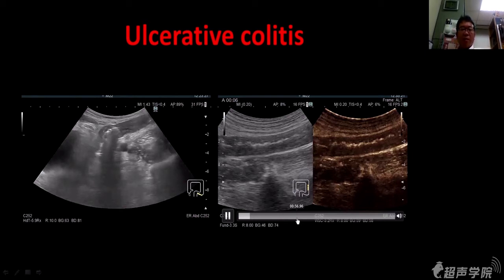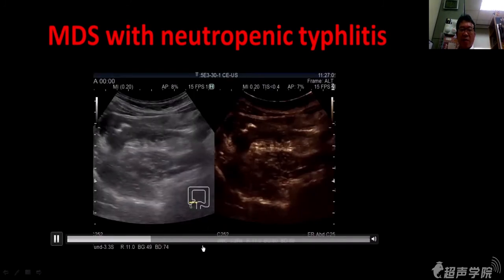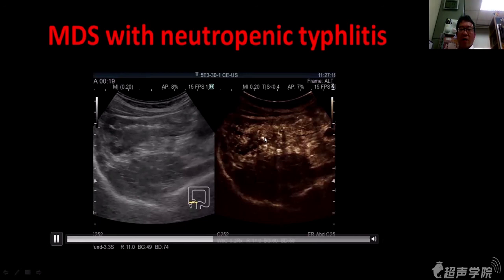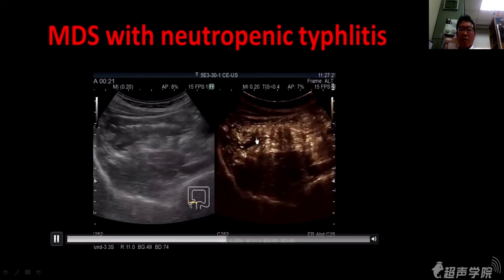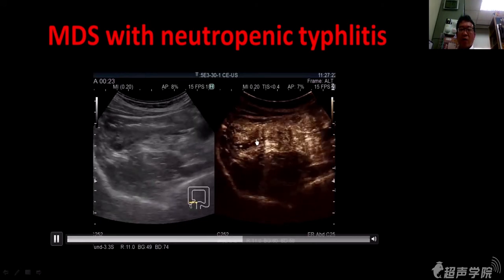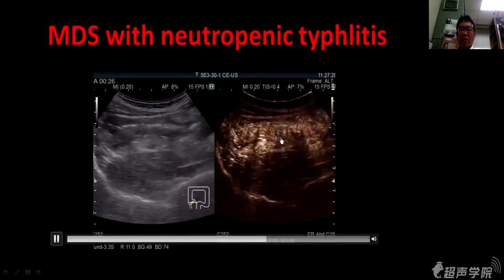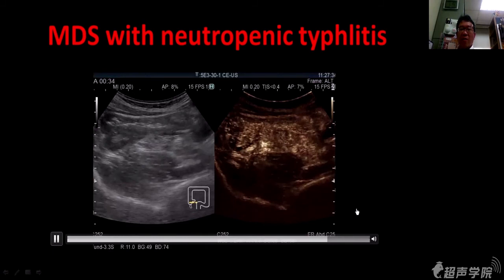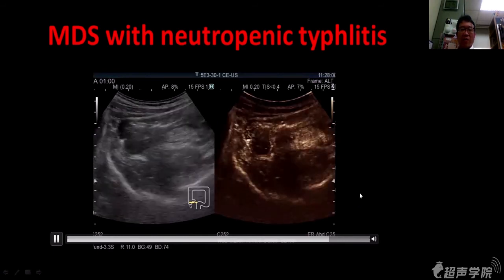And this is MDS with neutropenic typhlitis, and the patient has high fever. After the injection, we can see some hypoechoic area. This means hematoma or mural abscess, like here. So contrast can find the mural abscess in the GI tract, like this photo. There are two non-perfusion parts in the terminal ileum.